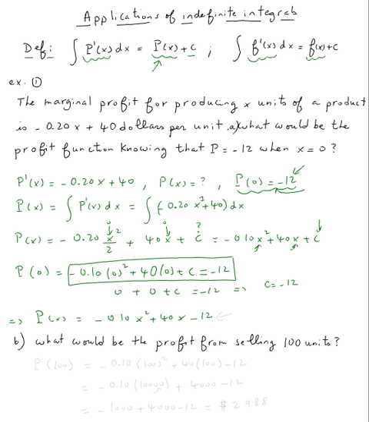Now for question B, what would be the profit from selling 100 units? In other words, they're asking us to find P of 100. So all we do is plug the 100 into our profit function right here. So this is negative 0.10 times 100 squared plus 40 times 100 minus 12, which is equal to negative 0.10 times 100 squared, which is 100 times 100, 4 zeros. 40 times 100 is 4,000, minus 12. Two zeros will be gone from here, so that would be negative 1,000 plus 4,000 minus 12. So it's 3,000 minus 12, so it's $2,988. And that's it for this example.